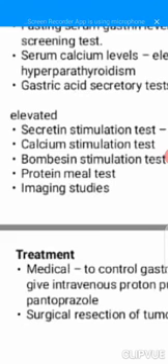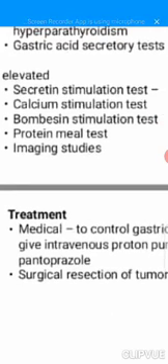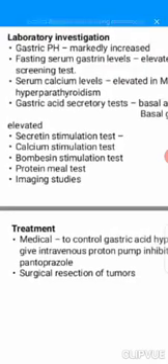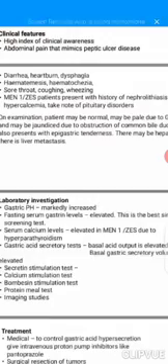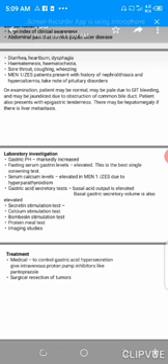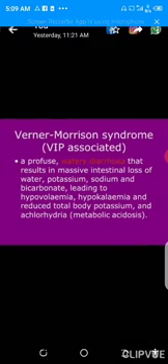When they do protein meal test, also a radiologic investigation that will help us to see all those sites of ulceration. So those are the most important things you need to know. We have said medical treatment is by giving proton pump inhibitors, and we can do surgical resection.